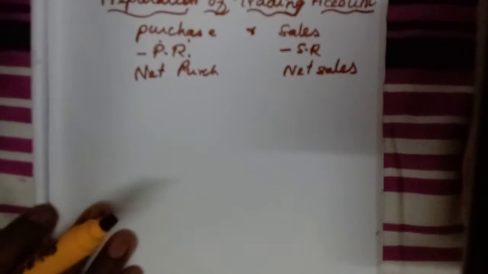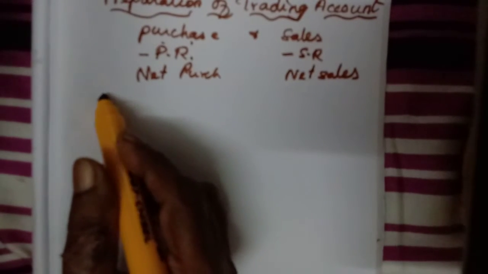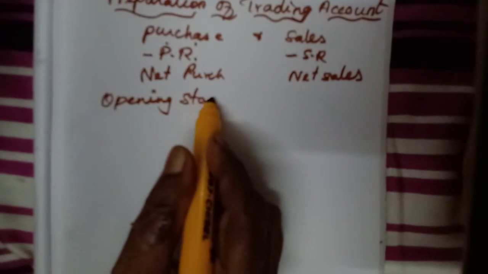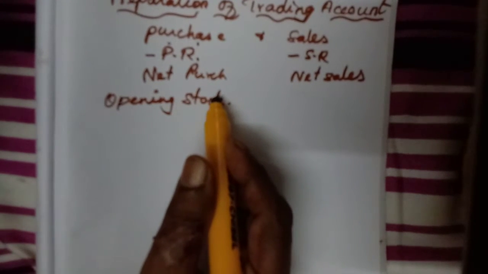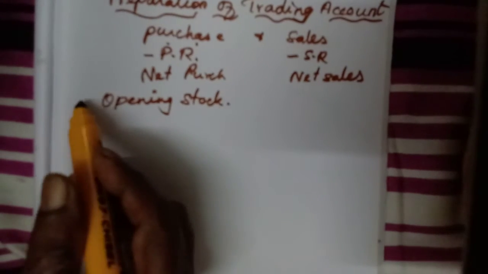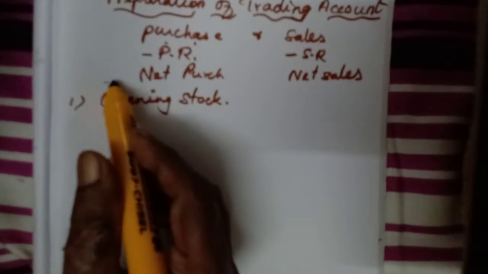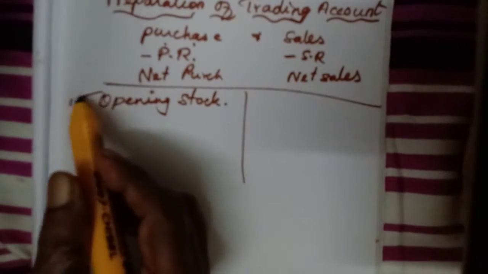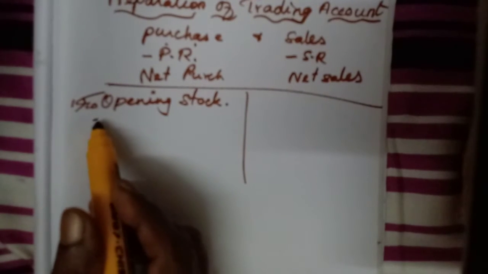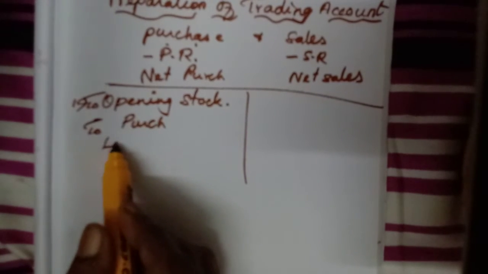Then here the opening stock we have to take. What is opening stock? The stock which was unsold in the last year. The last year's closing stock only will become the opening stock. So this is the first item, to opening stock. It is having 2 pages, and you have to use 2 pages. To opening stock, then to purchases, less purchase returns.